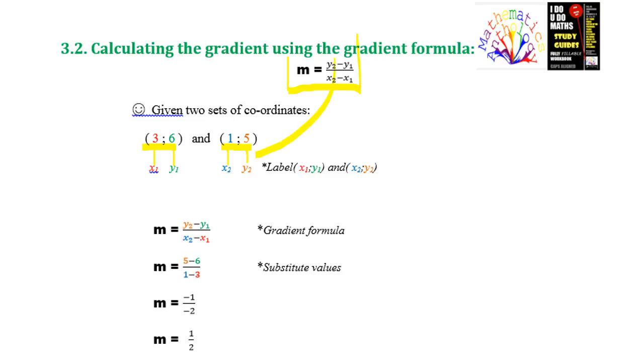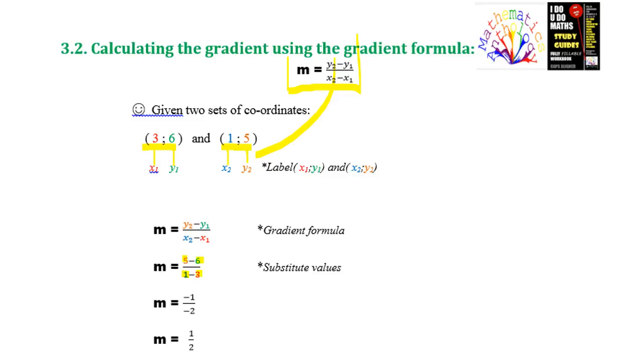So instead of y2, I will have 5, which is here. There's a minus in the equation, so I bring the minus down. Instead of y1, I have positive 6, which is here. At the bottom of the equation, x2 is positive 1, which is here. I have a minus in the equation, so I bring it down. And my x1 is positive 3 from my coordinates.